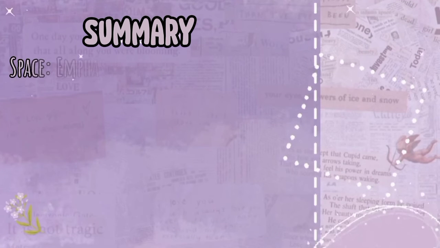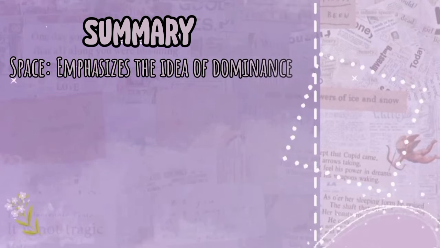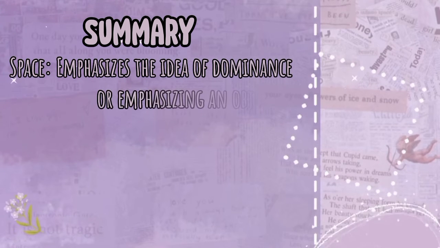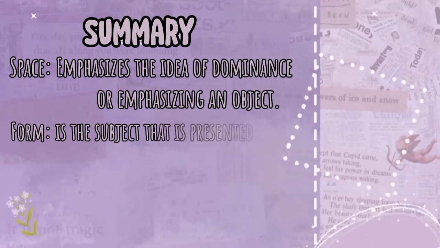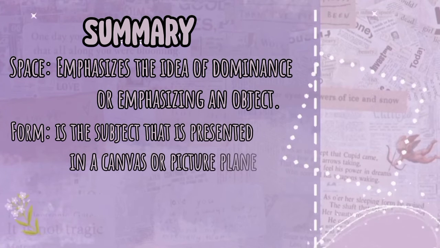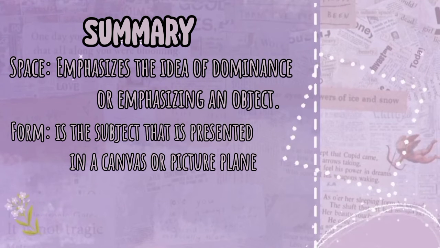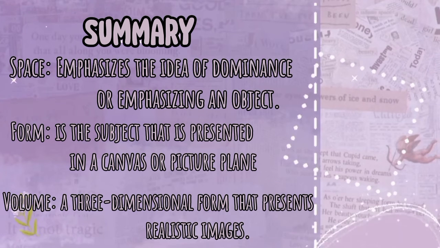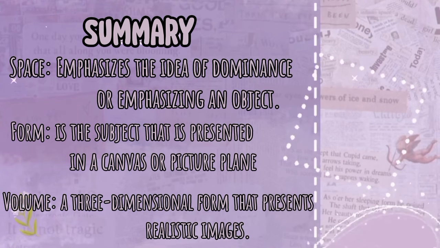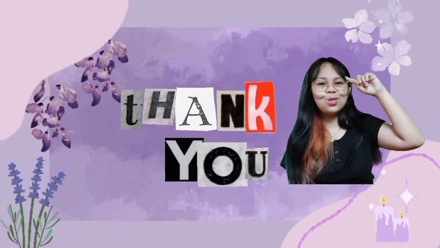To summarize, space emphasizes dominance, or the idea of emphasizing the subject or the object in the picture, while form is the subject or the object that is presented in a canvas or on a flat surface. And lastly, volume is a three-dimensional form that presents realistic photos or pictures to the audience. And that's all for today's video.